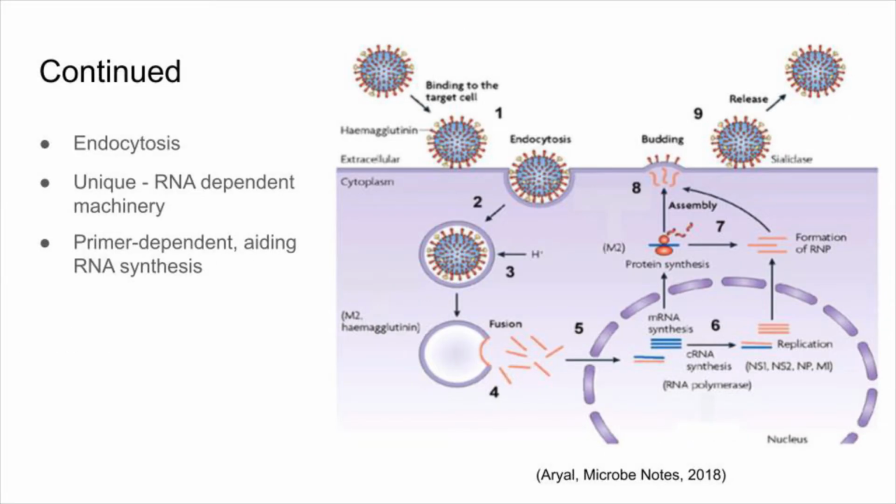This virus is an endocytosis virus. It is also unique in the fact that it has an RNA-dependent mechanism. This allows it to travel into the nucleus, although this is an RNA virus. It has to be primer dependent. This helps in aiding RNA synthesis, using another enzyme or protein to begin the process.